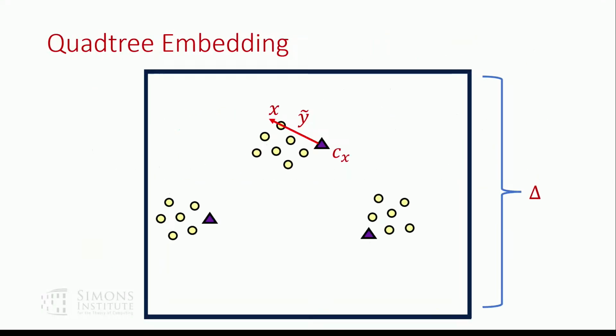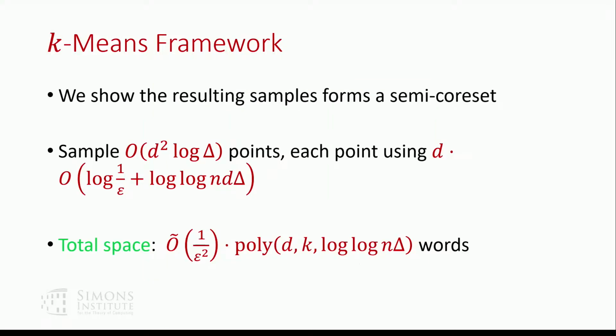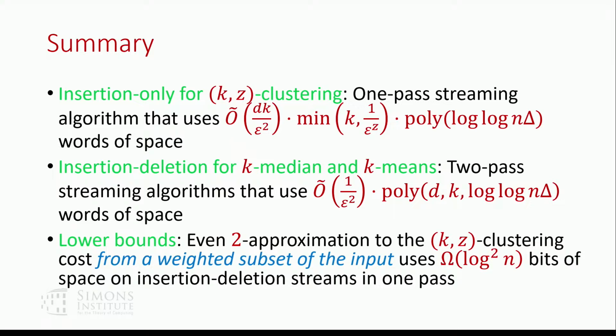I'll skip this, but the k-means algorithm is that we set up the Wasserstein sketch in the first pass. We again run sparse recovery, but what we store is the offsets of each of the points from the centers rather than the actual points themselves. To summarize, we give an algorithm for insertion only. We show that this problem is hard for a single pass for insertion deletion. And then we give algorithms for multiple passes for insertion deletion.